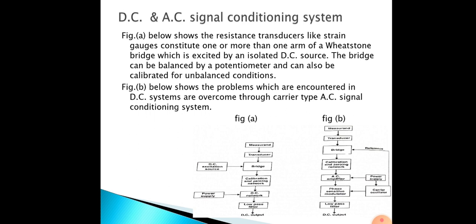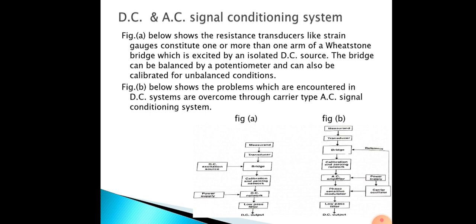Then next, what are the advantages? The DC amplifier is easy to calibrate at low frequency. Then another advantage is that the DC amplifier is followed by a low pass filter, which eliminates high frequency components. So your DC amplifier figure below shows the problems which are encountered in the DC system.